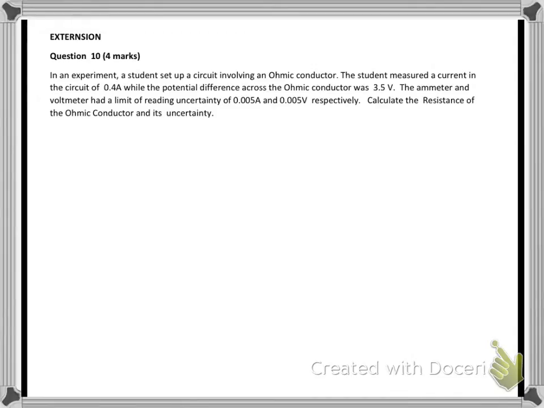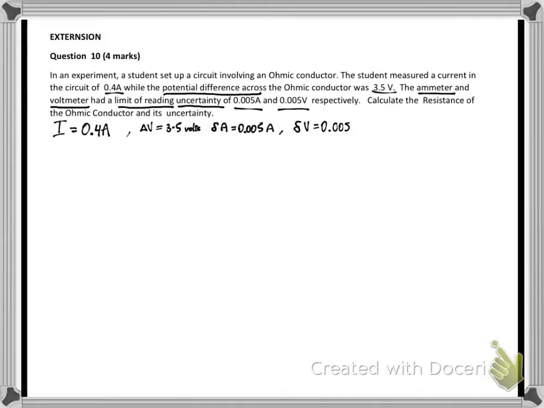Okay, the ammeter and the voltmeter have a limit of reading uncertainty of 0.005 amps and 0.005 volts respectively. So we have the error in the measurement there. Let's calculate the resistance of the ohmic conductor and its uncertainty. Okay, interesting. So let's identify the parts we have. There's current, 0.4 amps, and a potential difference, 3.5 volts, and we also have their uncertainties, measured with an ammeter and a voltmeter. The limit of reading on the scale of those devices are those quantities, and we can represent this as the error in the current and the error in the potential difference.